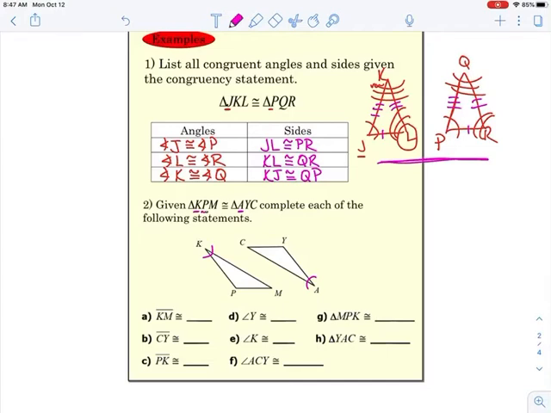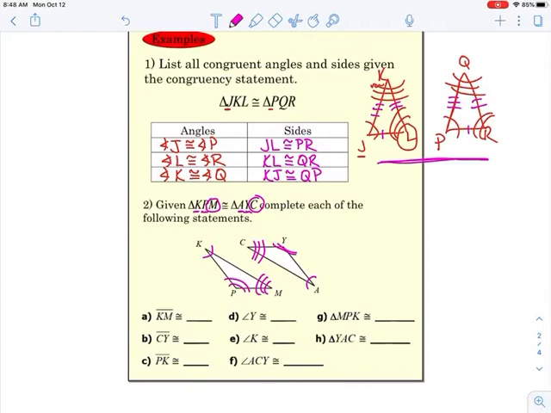My second letter is P. The second letter is Y. That means P is congruent to Y. And then my last letter is M and my last letter is C. That means M is congruent to C. So now I have all my angles that are congruent. So now I'm going to go ahead and mark off sides.